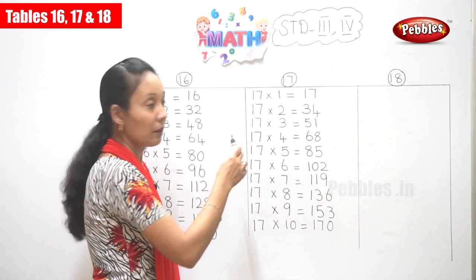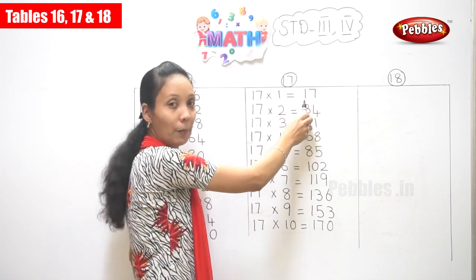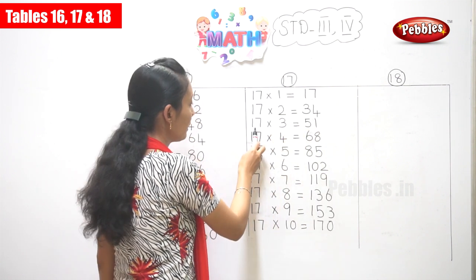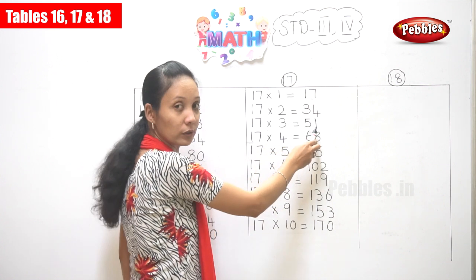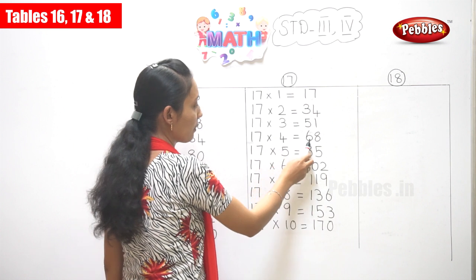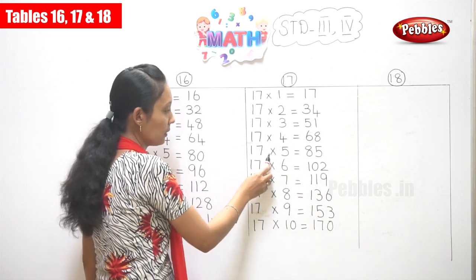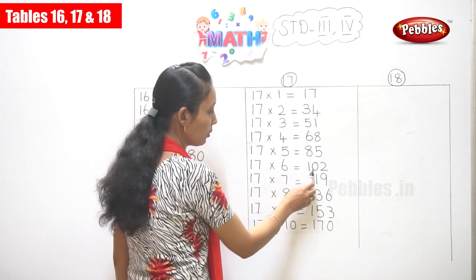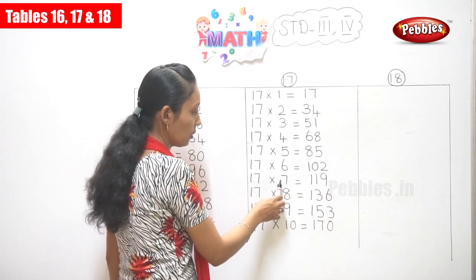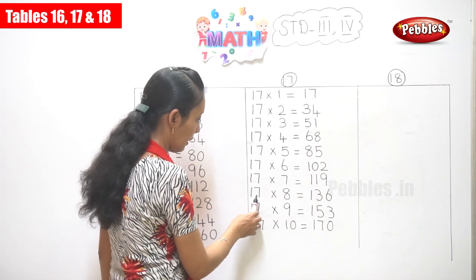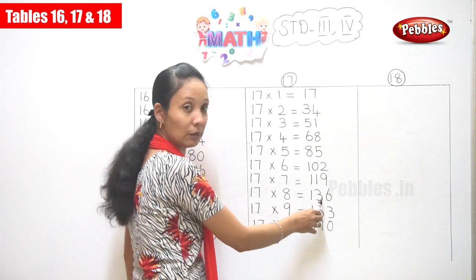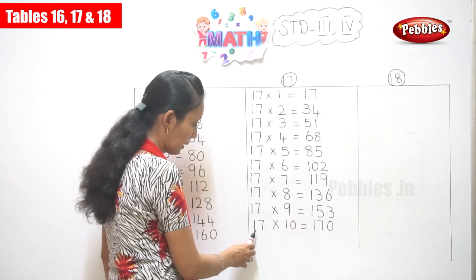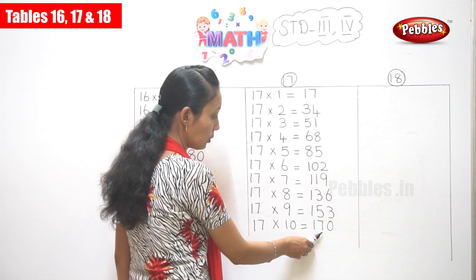170. അതായത് 17 ഇൻറ്റു 1 സമം 17, 17 ഇൻറ്റു 2 സമം 34, 17 ഇൻറ്റു 3 സമം 51, 17 ഇൻറ്റു 4 സമം 68, 17 ഇൻറ്റു 5 സമം 85, 17 ഇൻറ്റു 6 സമം 102, 17 ഇൻറ്റു 7 സമം 119, 17 ഇൻറ്റു 8 സമം 136, 17 ഇൻറ്റു 9 സമം 153, 17 ഇൻറ്റു 10 സമം 170.